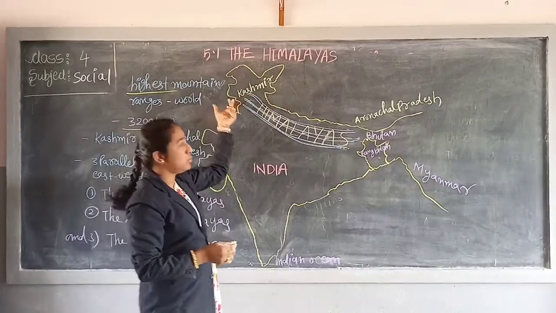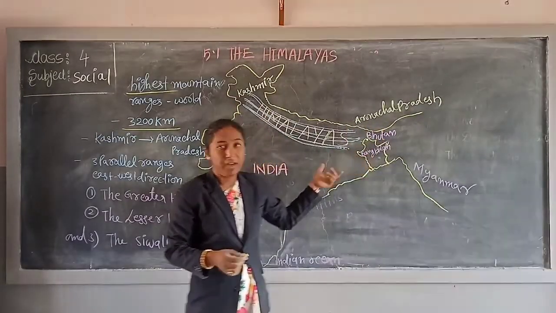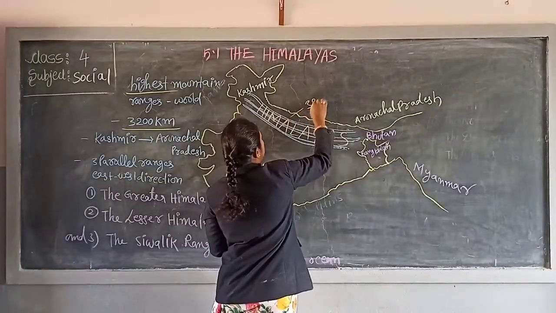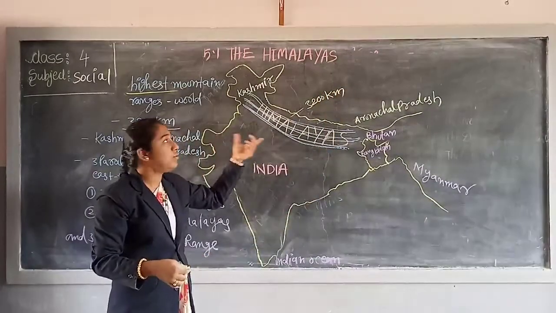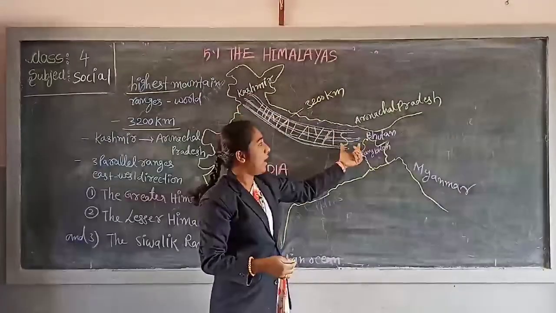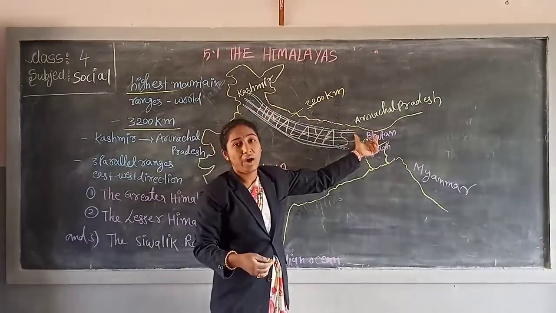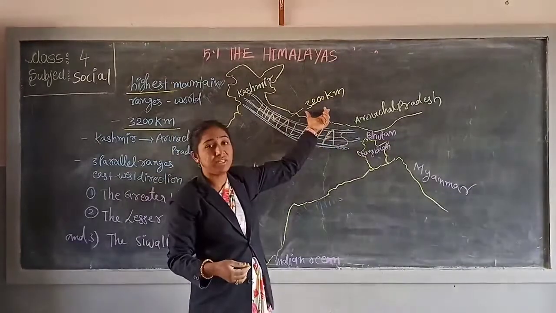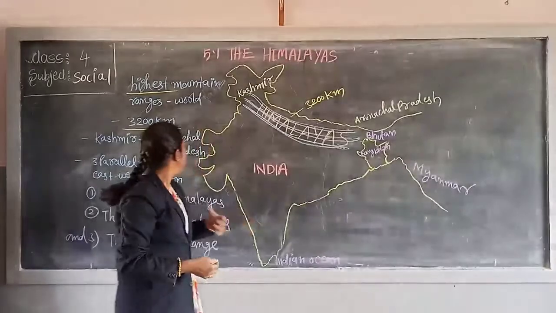From Kashmir in the west to Arunachal Pradesh in the east. Okay? The Himalayas extend up to how many kilometers? 3,200 kilometers. From where to where? From Kashmir in the west to Arunachal Pradesh in the east, the Himalayas are located. Up to how many kilometers? 3,200 kilometers.